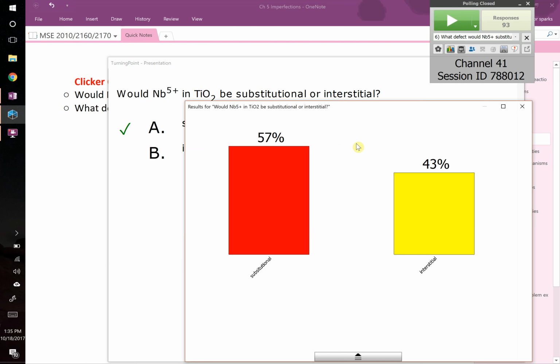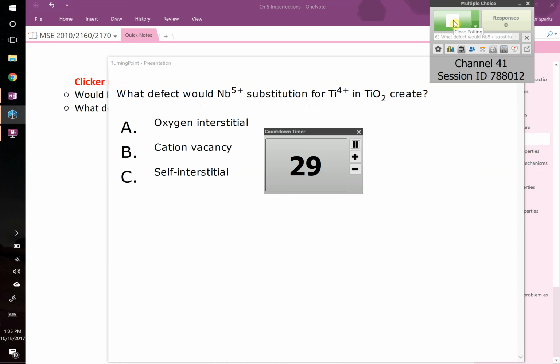Okay, it is going to be substitutional. Interstitial always means that it's going to fit in a spot that's going to crowd things out. If this was a really small atom, it'd be more likely, but it's definitely going to be substitutional. So the next question is, what defect would the niobium 5+ substitution for the titanium 4+ site create? Oxygen interstitial, cation vacancy, or self-interstitial?